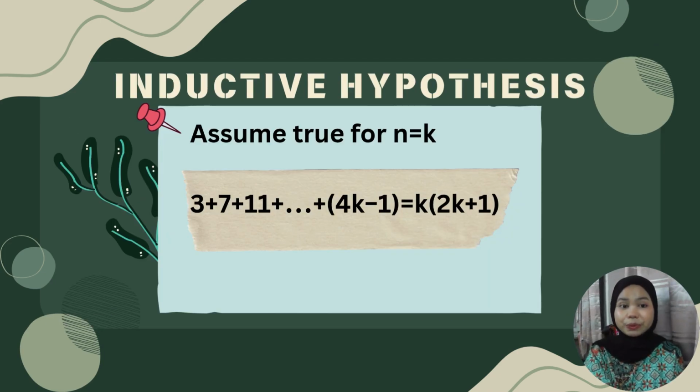Okay, next we assume the formula is true for some arbitrary number k. That means we assume that the sum up to the k-th term is k times the quantity 2k plus 1. This is called the inductive hypothesis, and we will use this assumption to help us prove the next step.